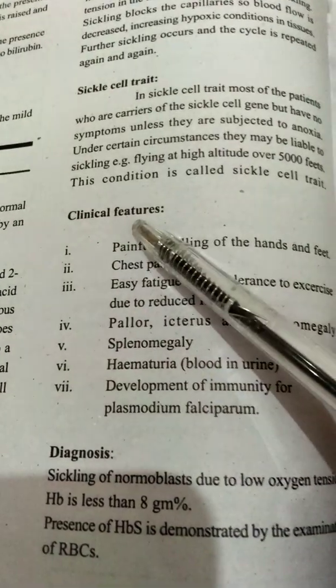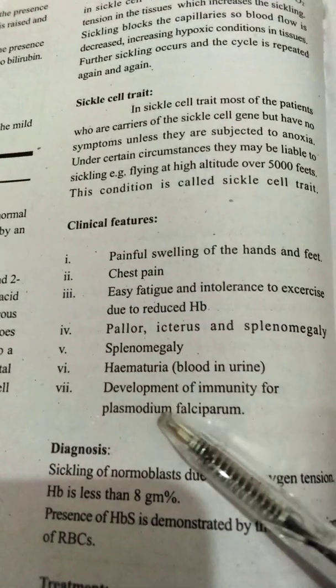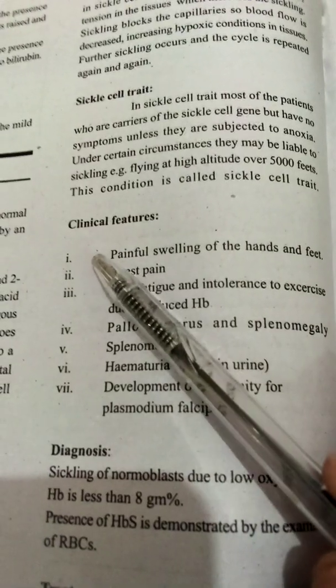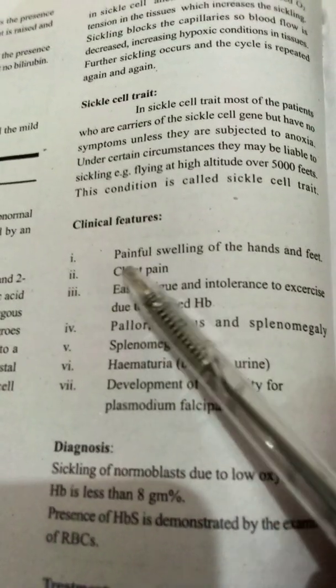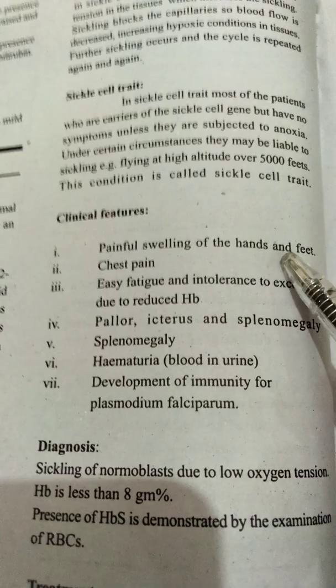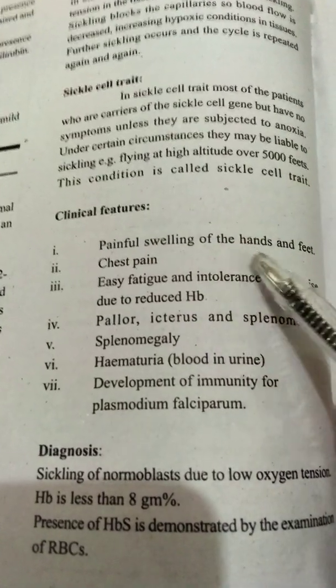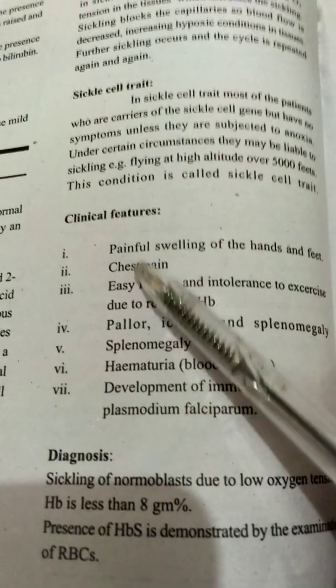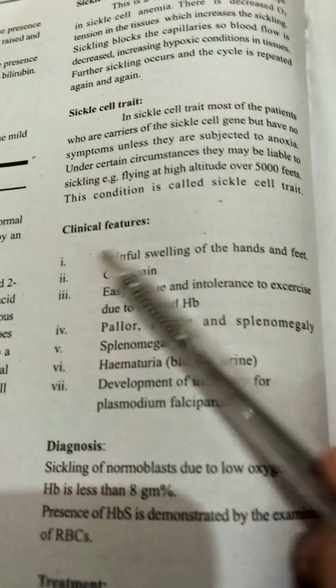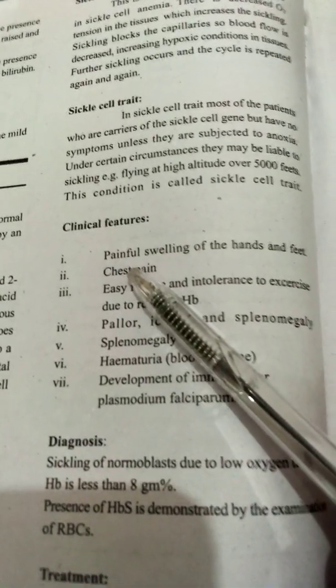Now come to the clinical features. What are the conditions? What are the symptoms? Now discuss this. Number 1, painful swelling of the hands and feet. First of all, there is a swelling, and there is also pain in the hands and feet. Number 2, chest pain. There is pain in the chest. It is also a condition.